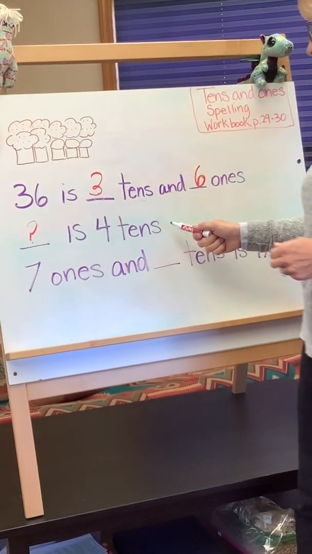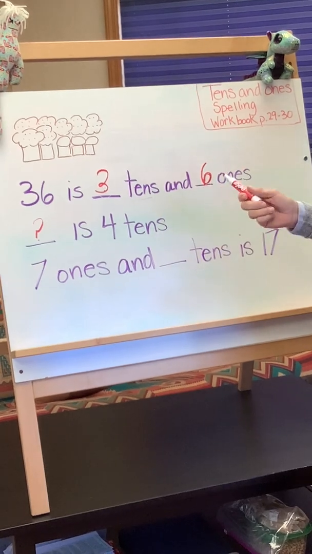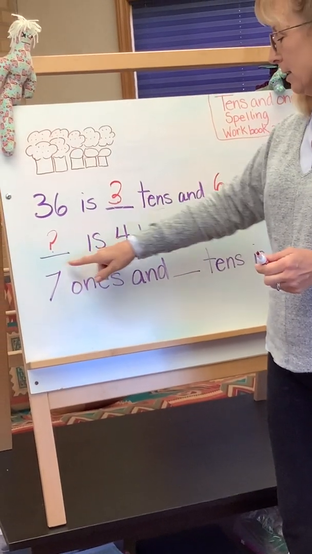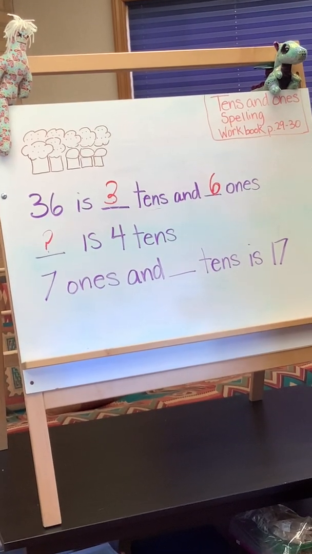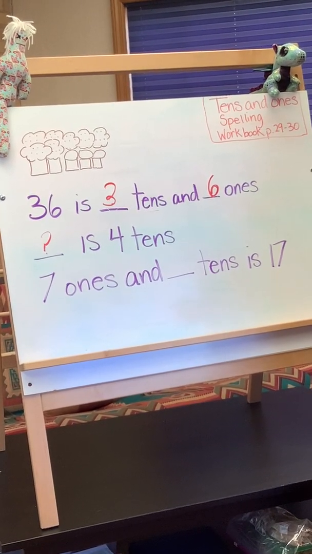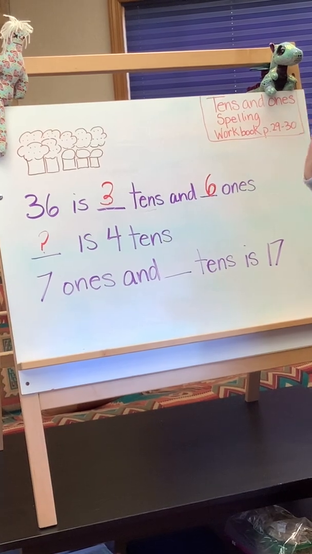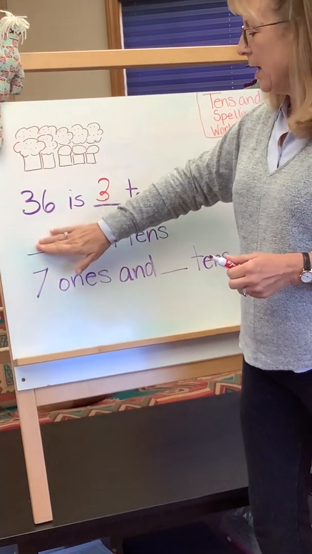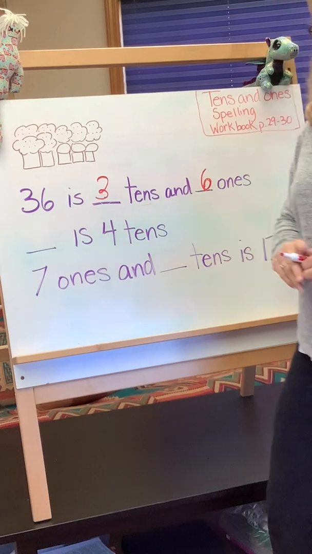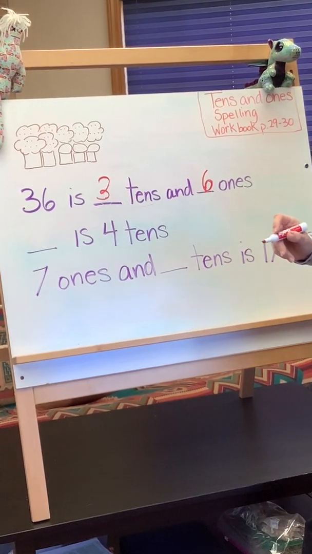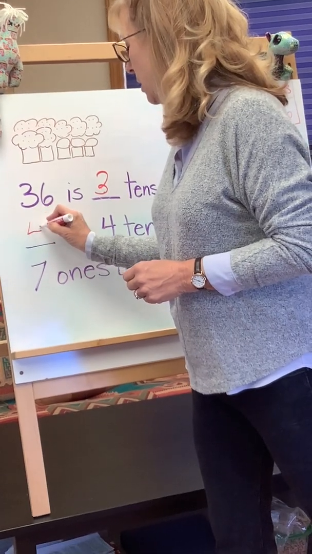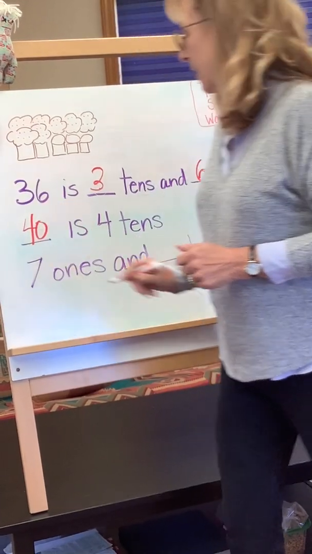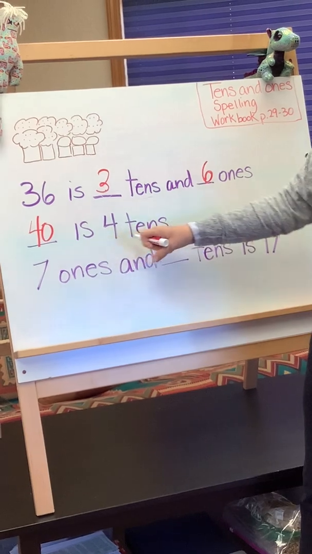Here's another way to ask a similar question. Blank is 4 tens. How many is 4 tens? What number represents 4 tens? Are you thinking about it? If you need to pause, go ahead and keep thinking. I'm going to continue on. Welcome back. The number is 40. 40 is 4 tens. Okay?